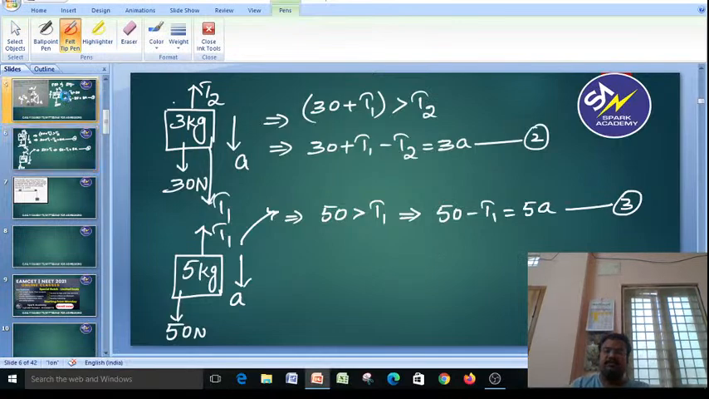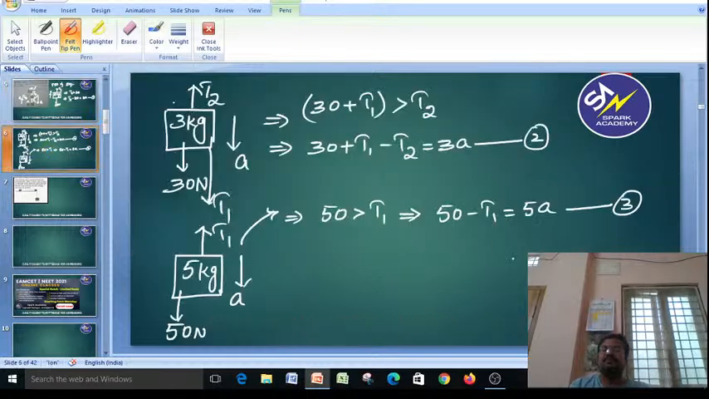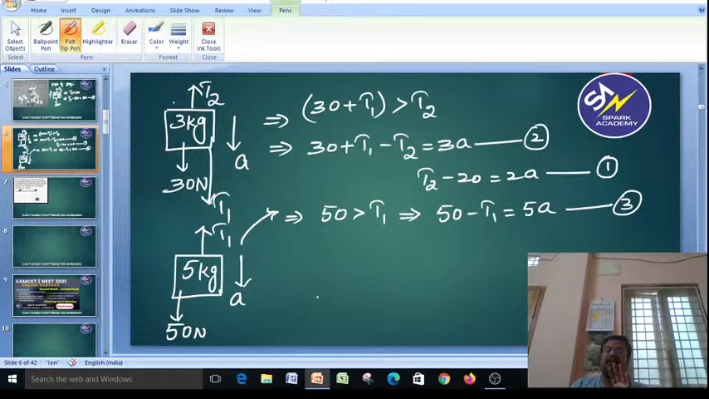Let us write down the first equation here: T2 minus 20 is equal to 2A. So T2 minus 20 is equal to 2 into A. This is the first equation. So 3 equations are there in front of you. Let us solve these 3 equations, and then you will get the acceleration first of all, and you will get the tensions in the string also.